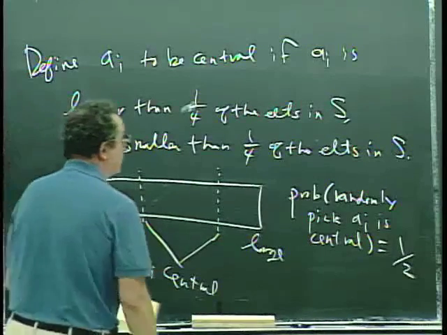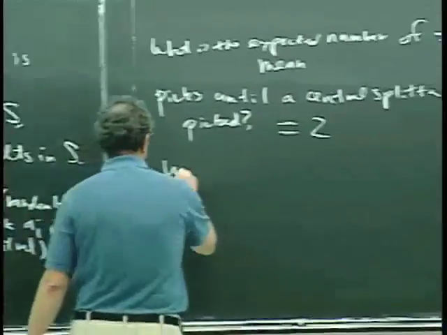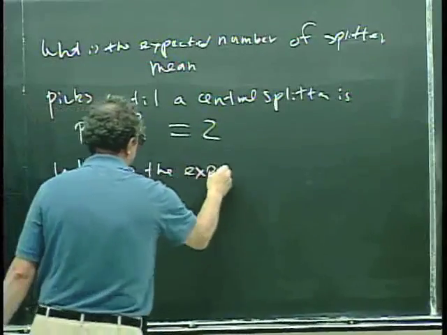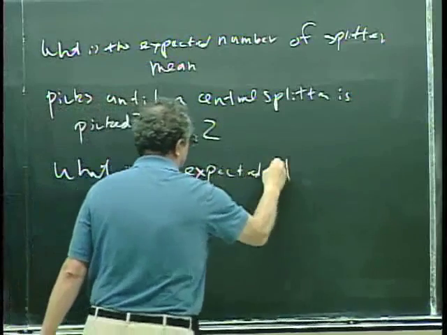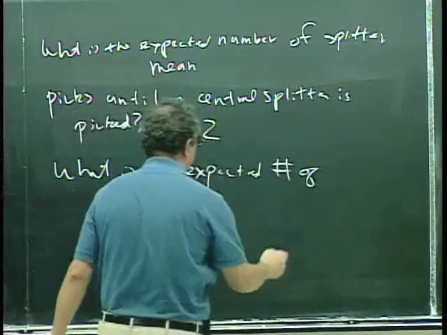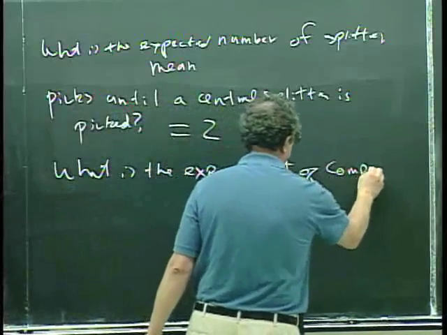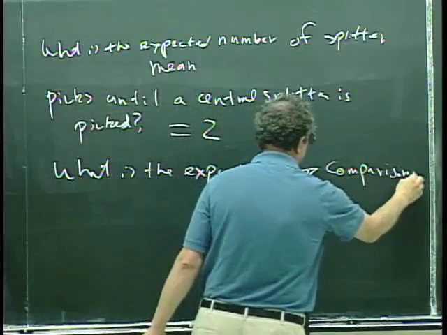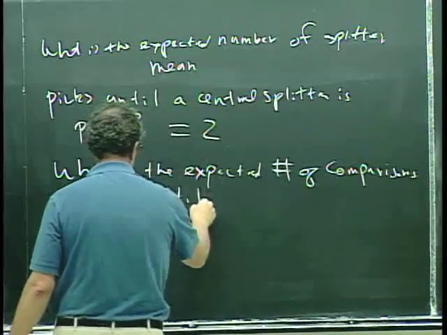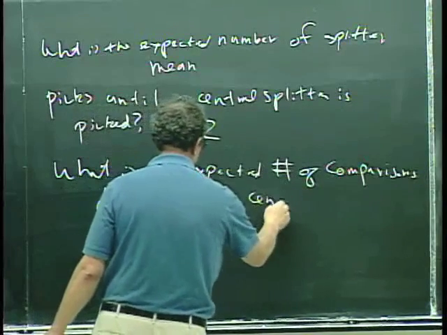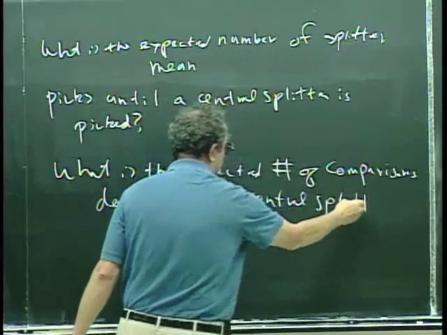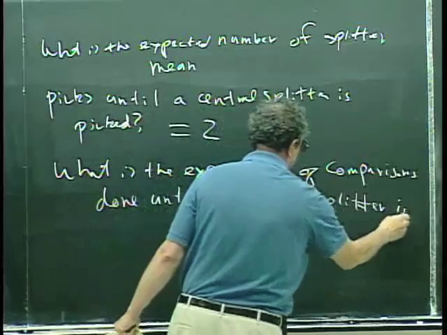Okay, let me just ask one other question. What is the expected number of comparisons done until a central splitter is picked?